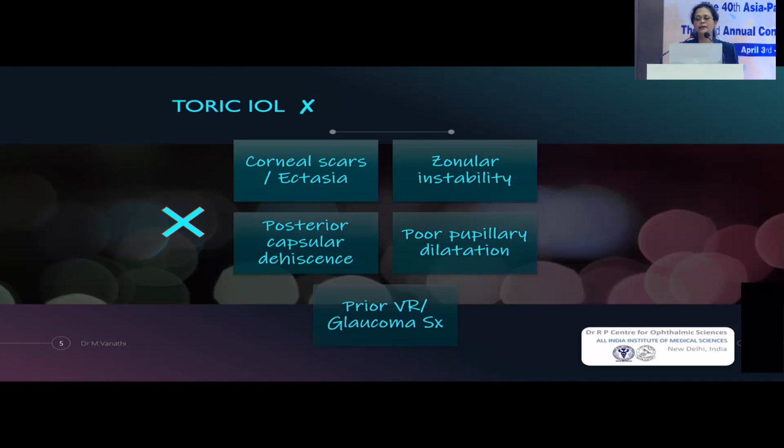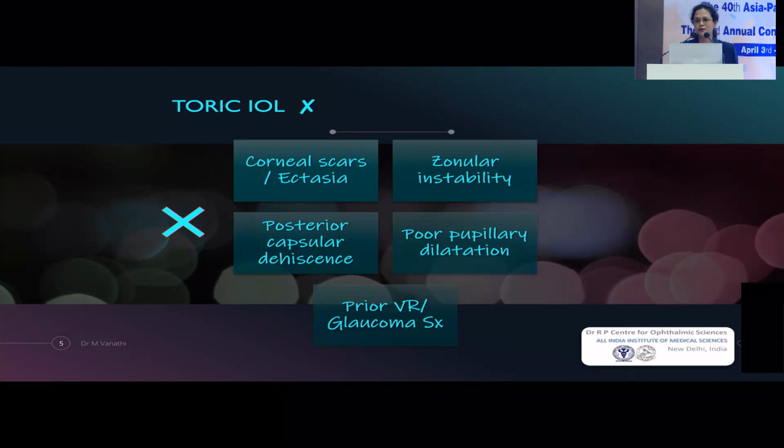Where there's poor pupillary dilatation, you would probably need to augment with intraoperative pupil management devices for better visibility if you're doing such cataracts. And eyes with prior VR surgeries or glaucoma surgeries, these are eyes where the ocular surface is compromised and the component of astigmatism is going to be difficult to control.